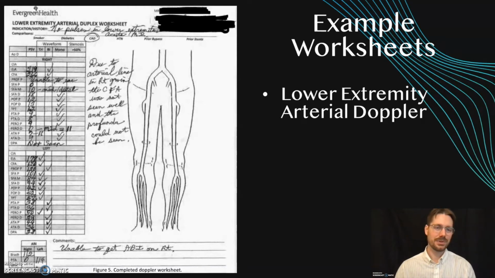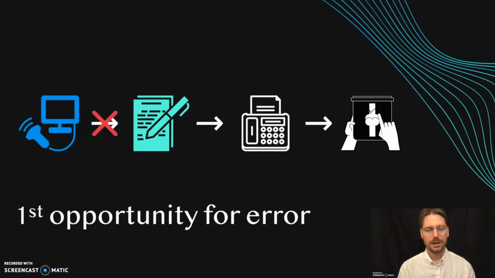Here's an example, a little bit messy, hard to read. This is a big chance for error. And this is really our first big opportunity for error. Sonographers will make mistakes. We're going to write stuff in the wrong place. We're going to transpose numbers. Our handwriting is not always going to be pretty. So there's some room for error there.